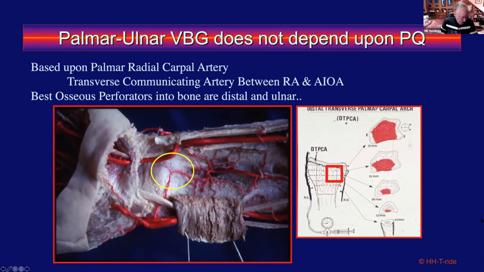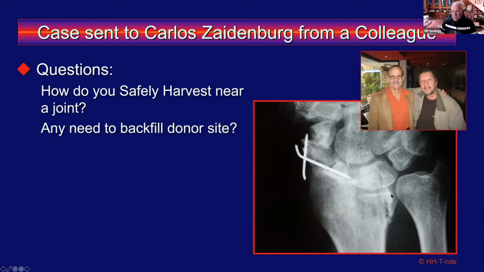Another question was by Mark Reiner: do you backfill the defect? This was a slide recently sent to me by Carl Seidenberg, pictured up on the right here. Someone sent this to him after this surgery. Obviously, it had penetrated probably the radiolunate joint. But it brings up two questions. How do you safely harvest it near a joint? Do you put in K-wires, check it under fluoro, and then use that with your saw? And then Jesse, what kind of defects do we think about needing to backfill?